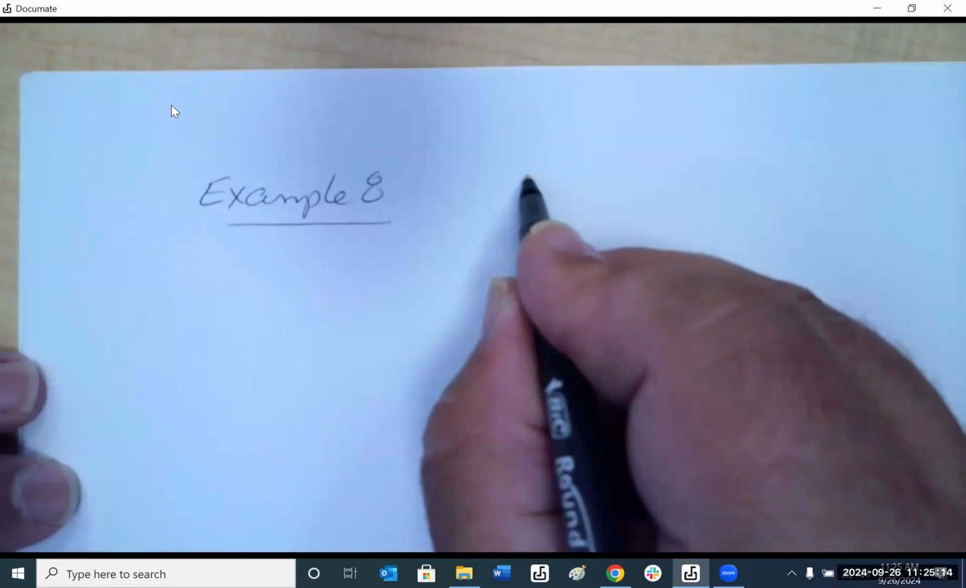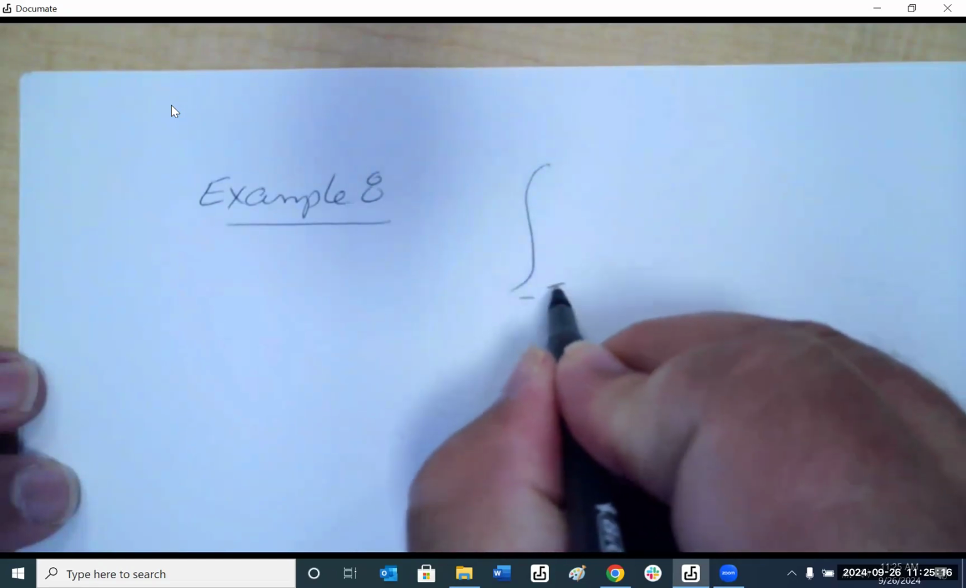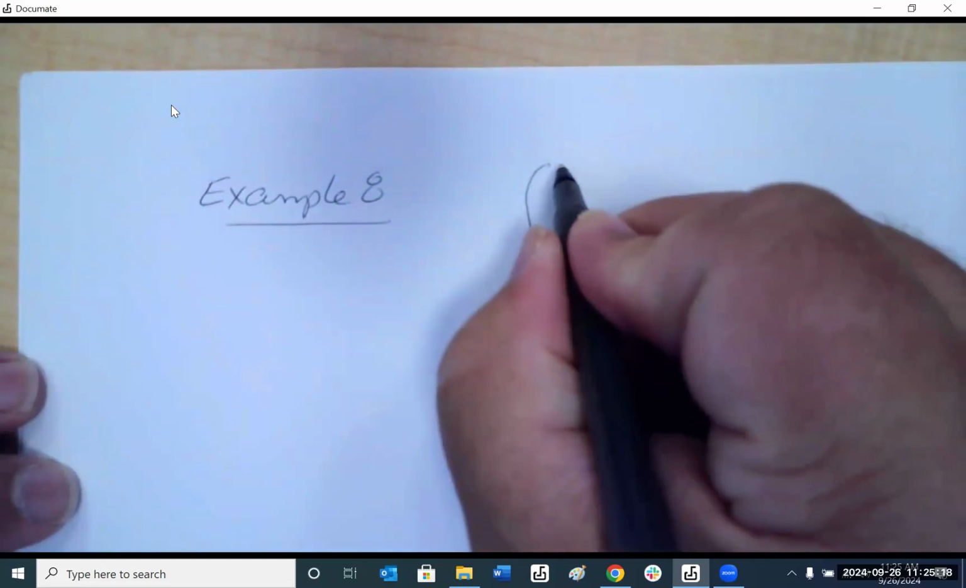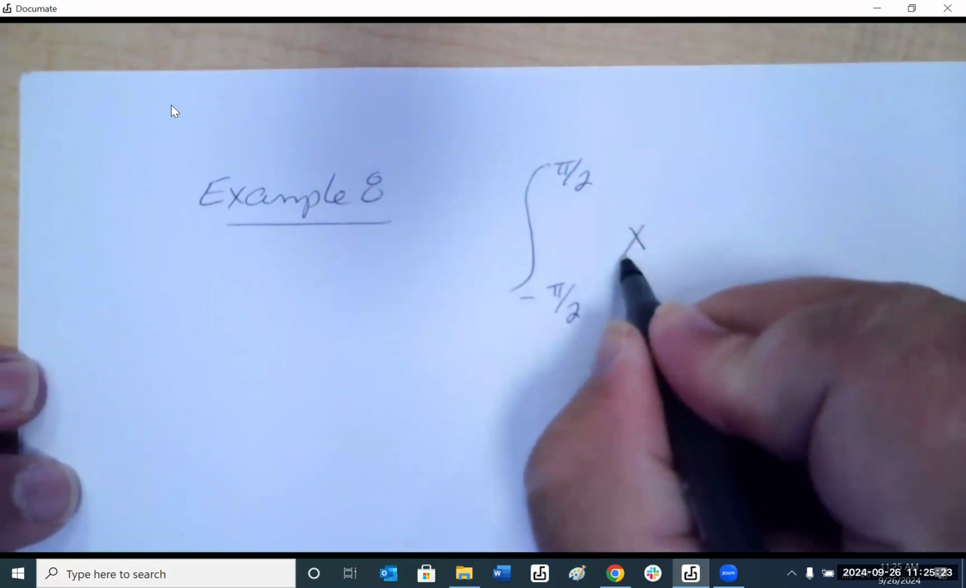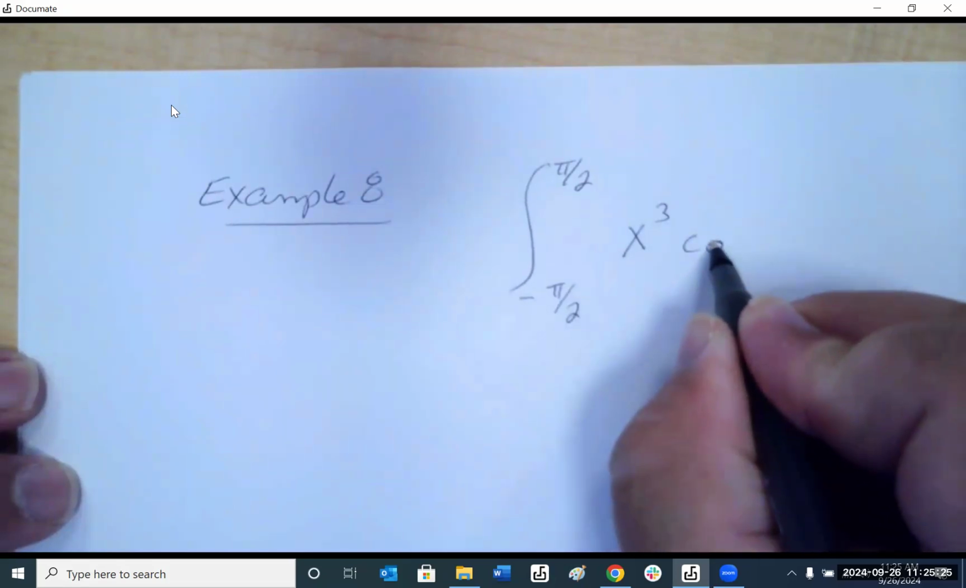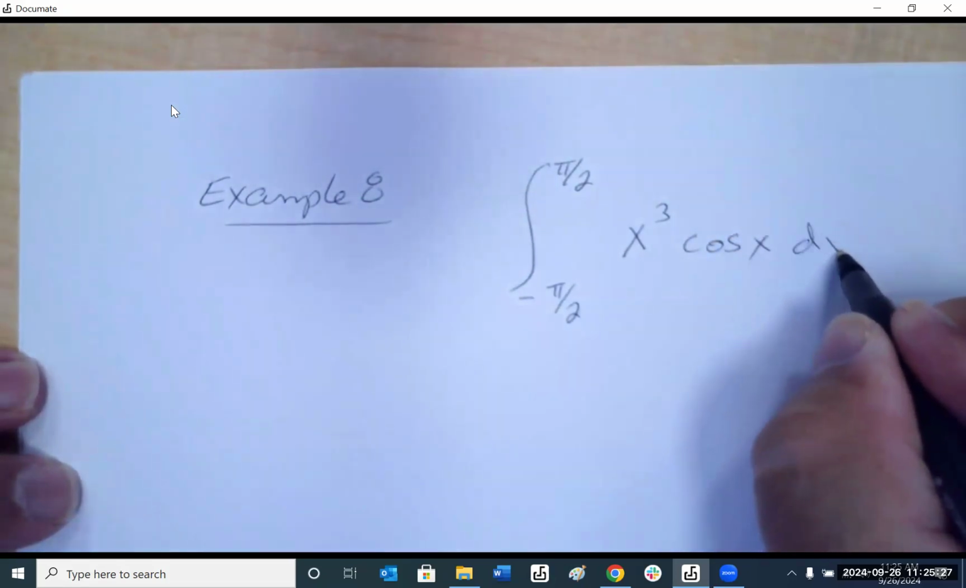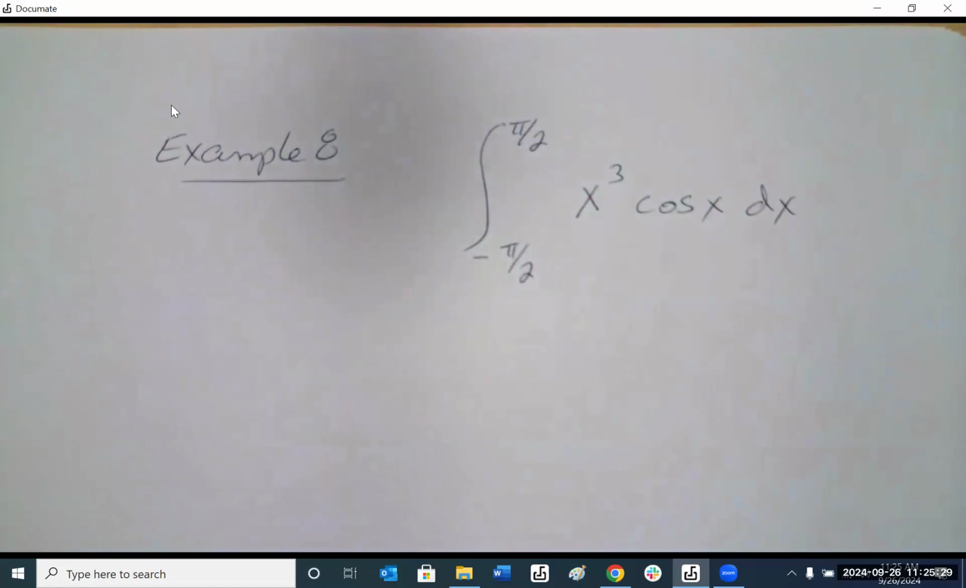All right. So we have, evaluate this one: the integral from negative pi over 2 to pi over 2 of x cubed cosine x dx. So what can you see about this function? What method? Well, do we have anything that deals with the product rule? Integration of the product rule? Not yet. So how do we solve this one?